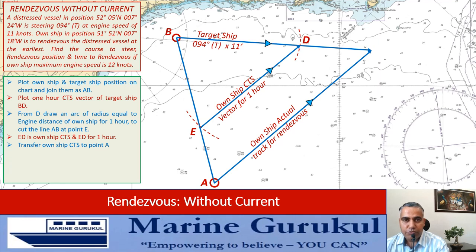The position where it meets the track of the target ship is represented by point C on the screen and a green circle. This point C, Charlie, is the rendezvous position of the ships.